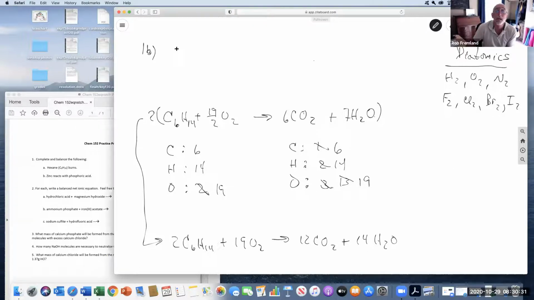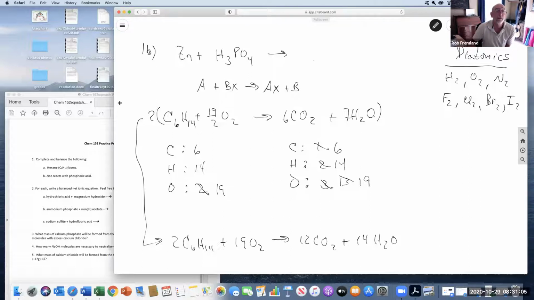All right, so 1B, and that's something you should know for the test as well. 1B says zinc reacts with phosphoric acid. So you're going to have zinc. Phosphoric acid means the ion was phosphate. So that's PO4. All right, and PO4, remember, is a -3, so we need 3 hydrogens. So that, again, you have to have some pattern recognition. This is a single replacement. So this is A plus BX makes AX plus B.